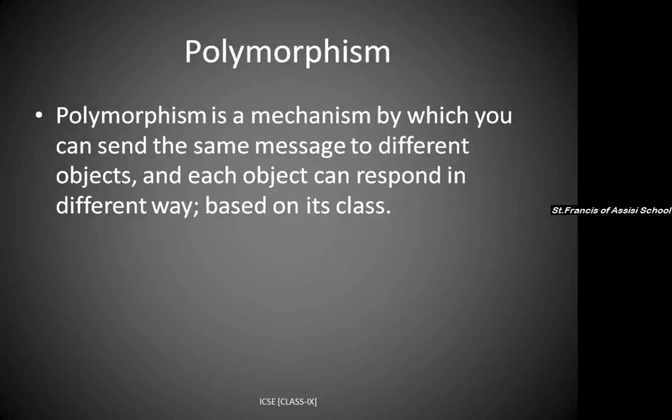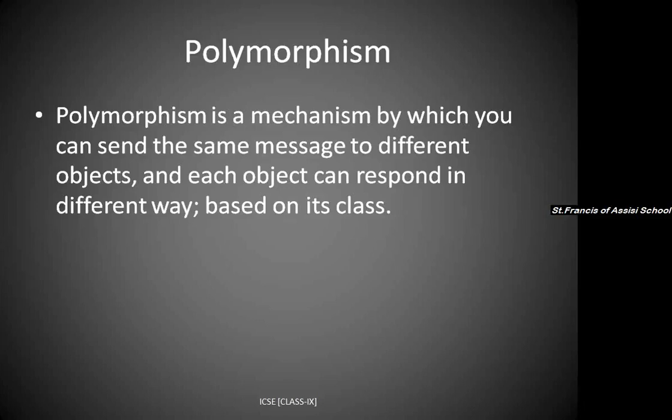Next is polymorphism. Poly means many, okay, morphism means way. So polymorphism is a mechanism by which you can send the same message to different objects, and each object can respond in a different way based on its class. Here that object or that method works in a different situation, in a different way. For example, if I take the example of method draw, by using that draw, I can draw the circle, I can draw the rectangle, I can draw some different polygon, different shapes. The same method can be used.